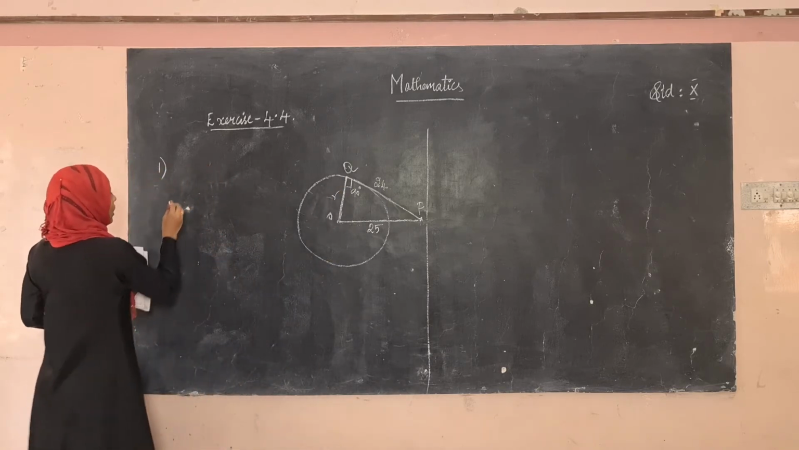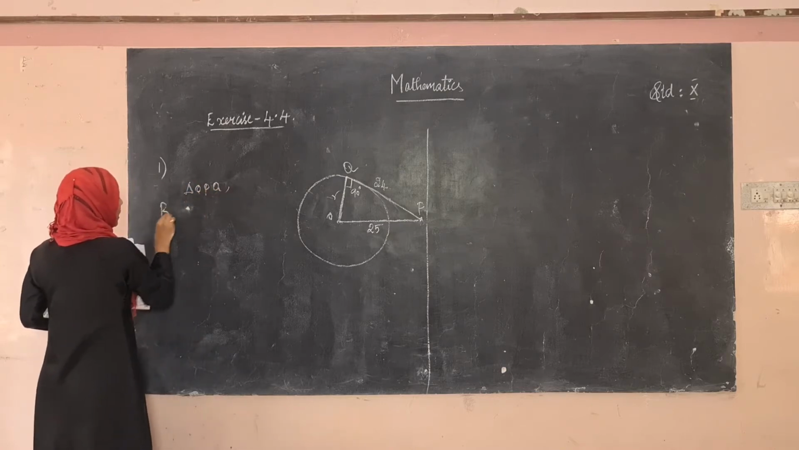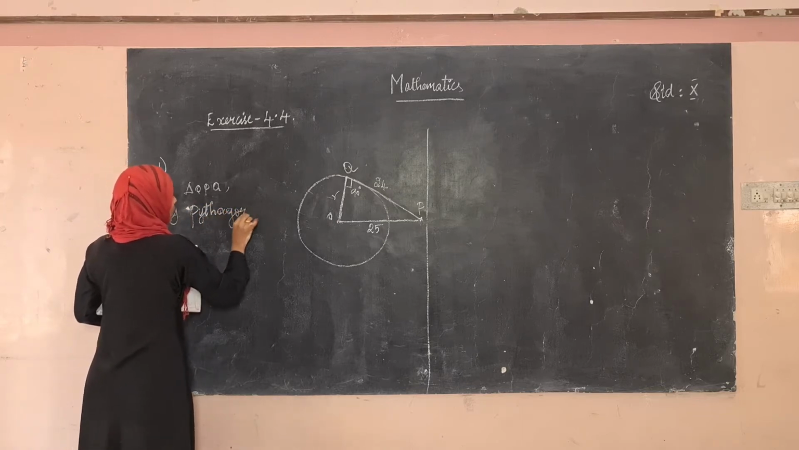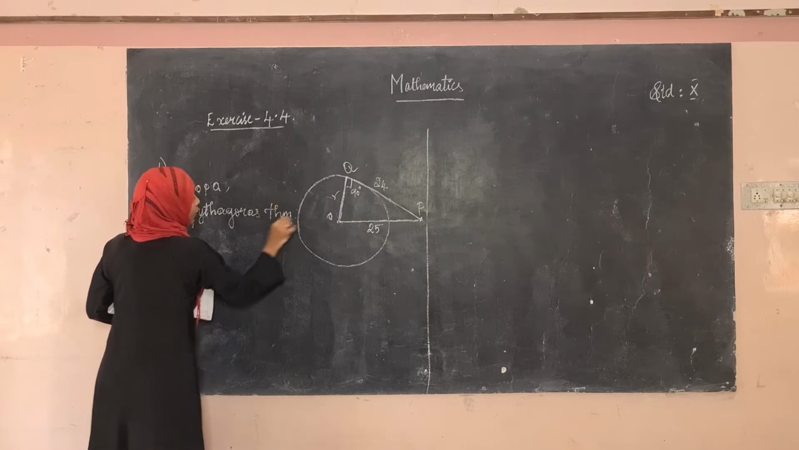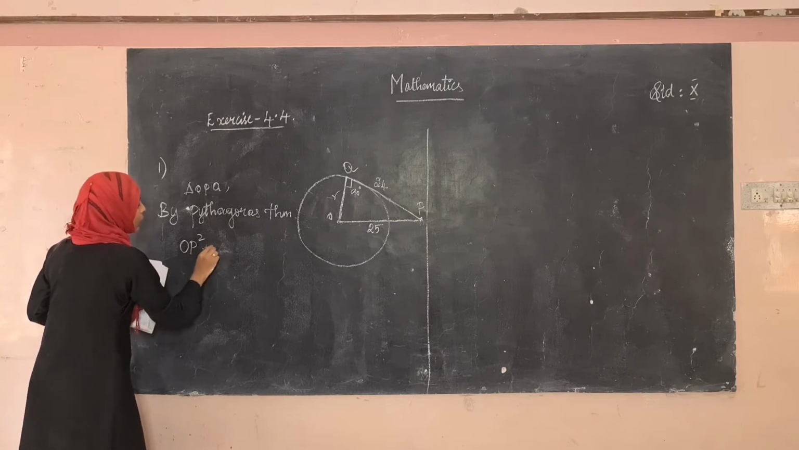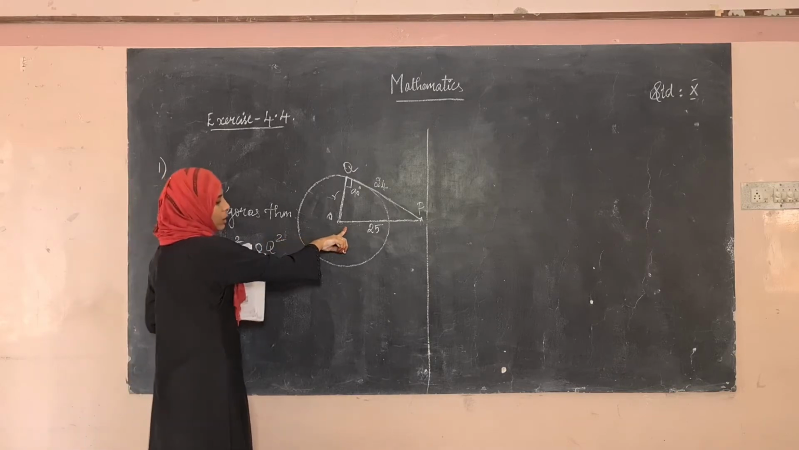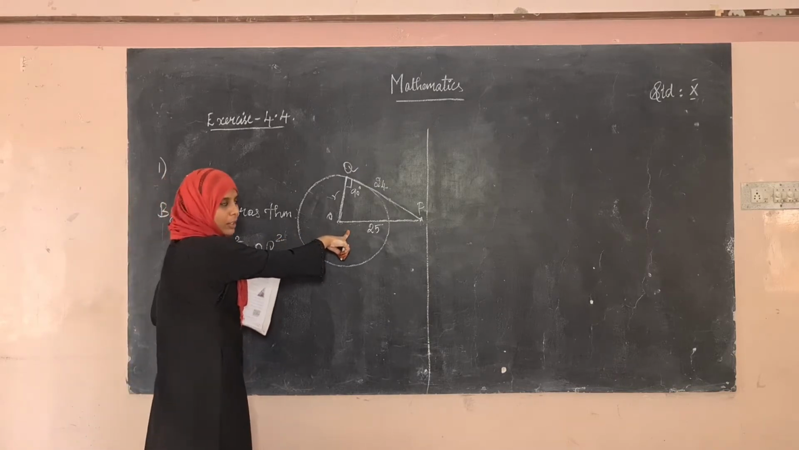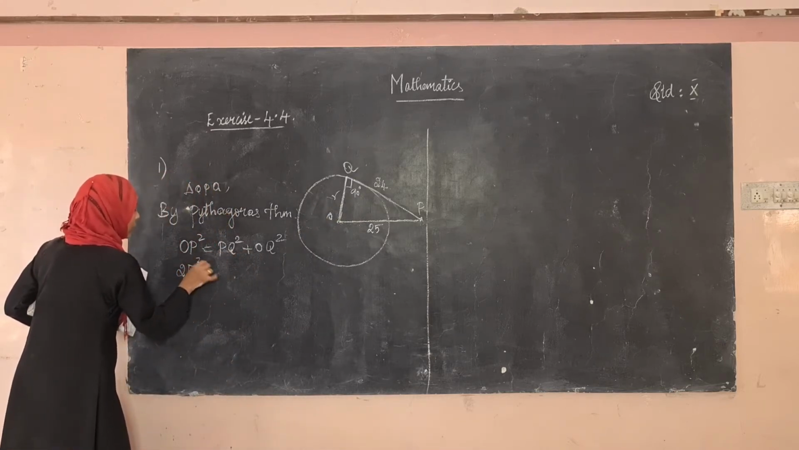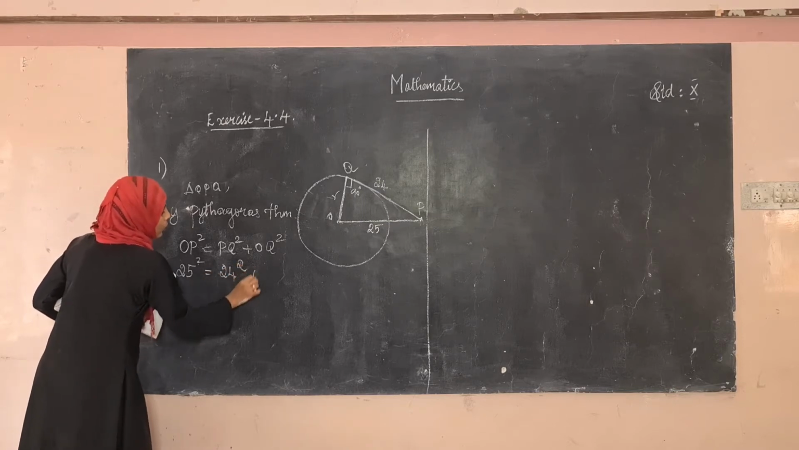See here, in right angle triangle OPQ, by what theorem? Pythagoras theorem. You have to use that, you have to mention that. By Pythagoras theorem, OP square is equal to PQ square plus OQ square. That is, the square of the hypotenuse is equal to the sum of the squares of the other two sides. So what is OP square? It is 25 square, which is equal to, what is PQ square? It is 24 square plus OQ square, R square.